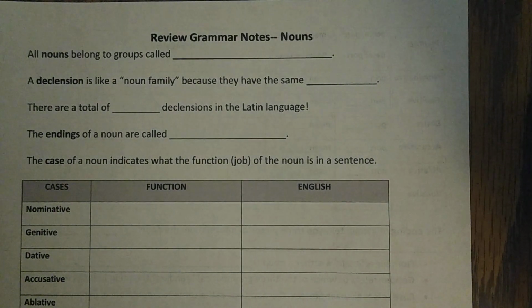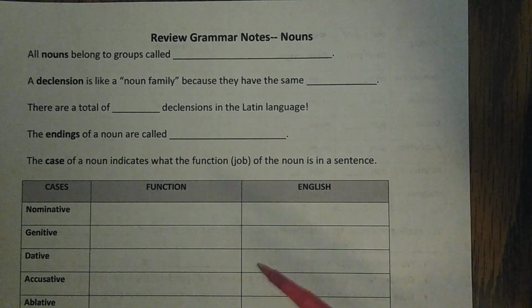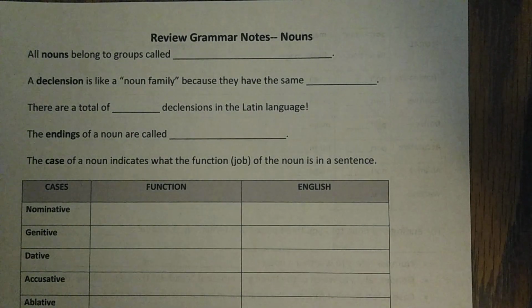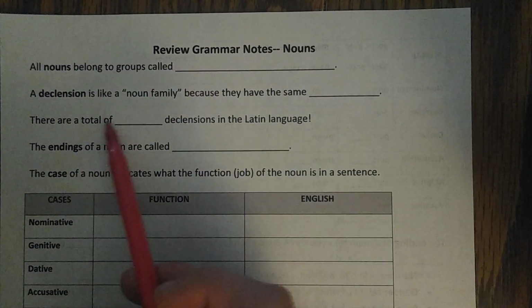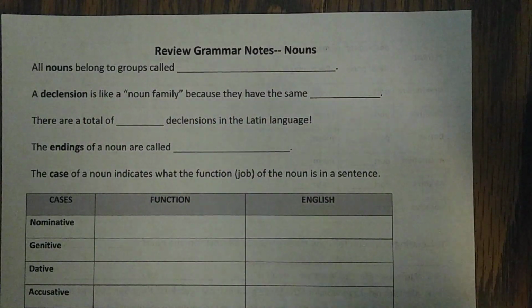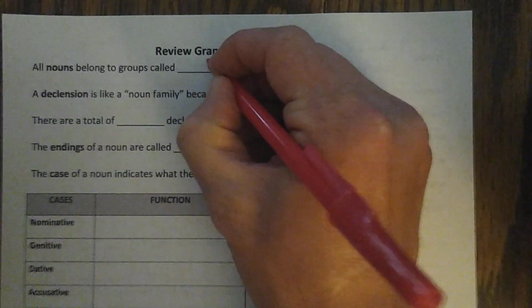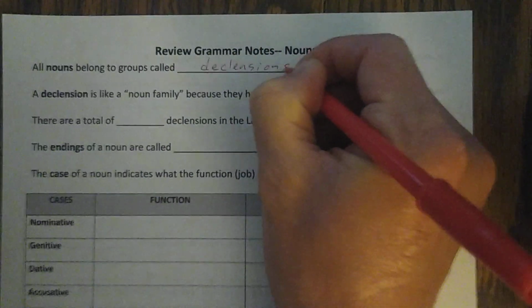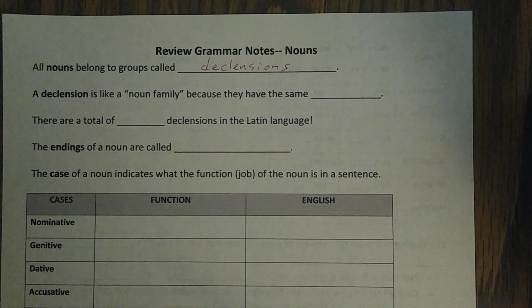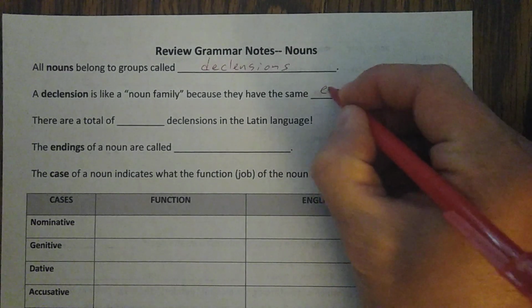So today we're going to talk about nouns, not just the nouns themselves with endings that we'll go over, but also the general terms that we use when talking about nouns. So let's go ahead and get started. To start with, every noun in Latin belongs to a group, and those groups are called declensions. All right? A noun declension is sort of like a noun family because every noun in that family has pretty much the same endings.